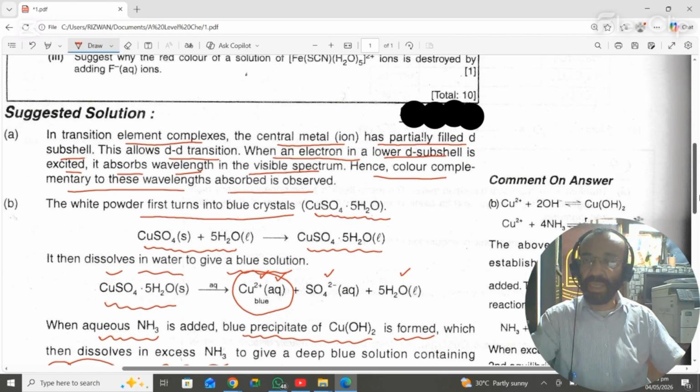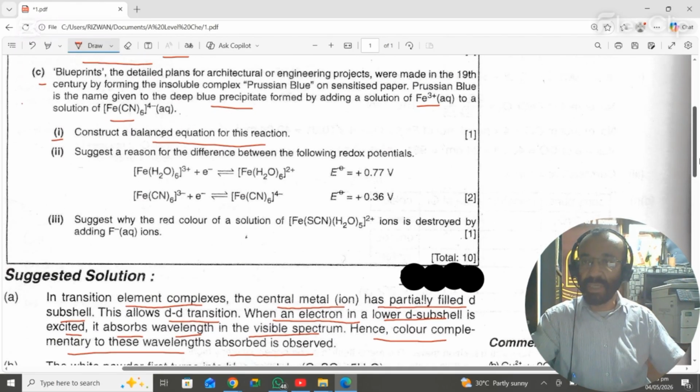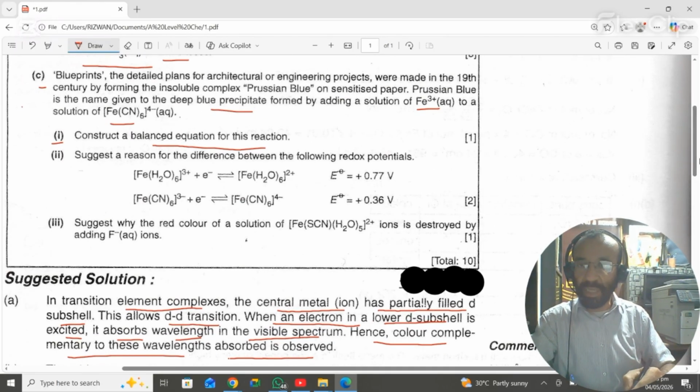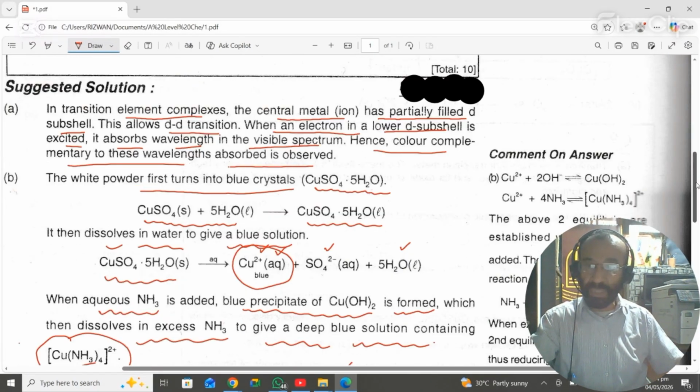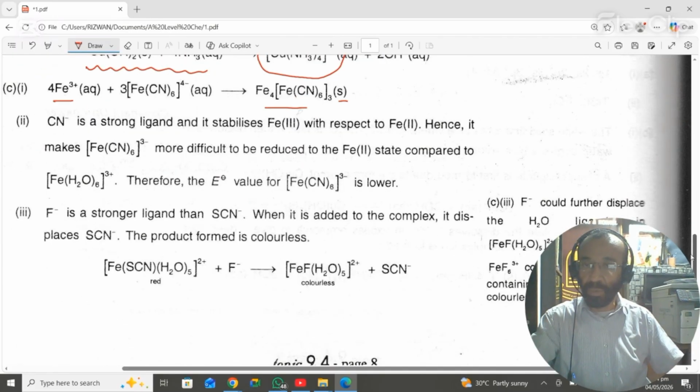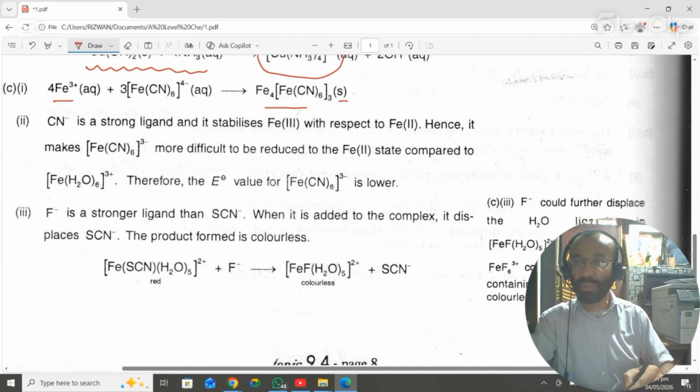Okay, the second part of C is: suggest a reason for the difference between the redox potentials. Look now, here are two different reactions, and the redox potentials are different. So this is the requirement: why there is a difference in the redox potential. Concentrate now. This is a tougher and more technical question.